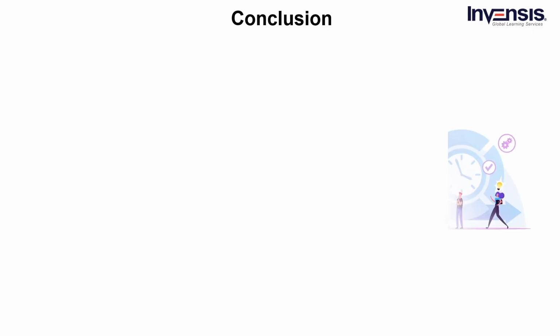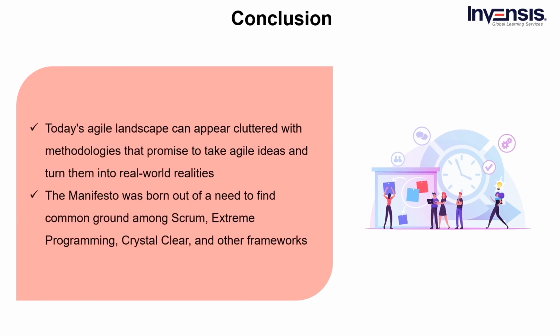Conclusion. Today's Agile landscape can appear cluttered with methodologies that promise to take Agile ideas and turn them into real-world realities. But, today's methodology madness isn't anything new. The Manifesto was born out of a need to find common ground among Scrum, extreme programming, Crystal Clear, and other frameworks. According to the Manifesto, an Agile culture values individuals, interactions, working software, collaboration with customers, and response to change.